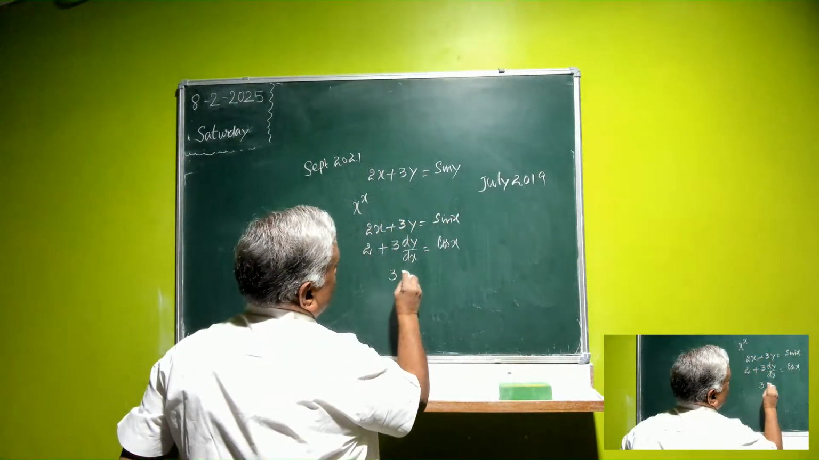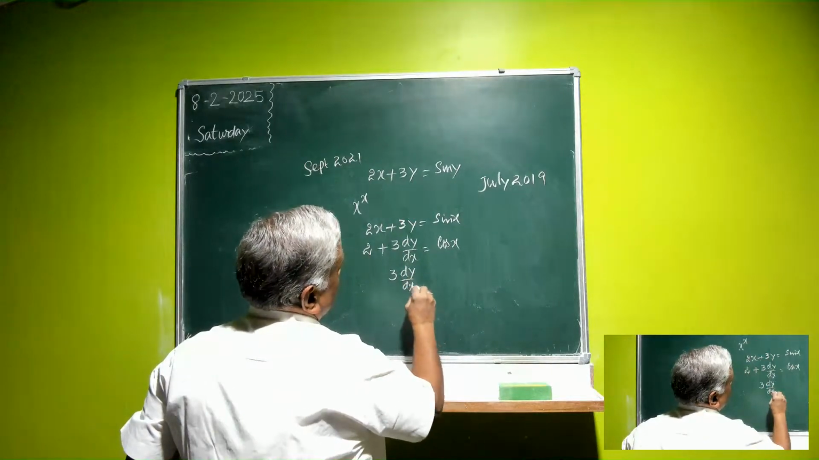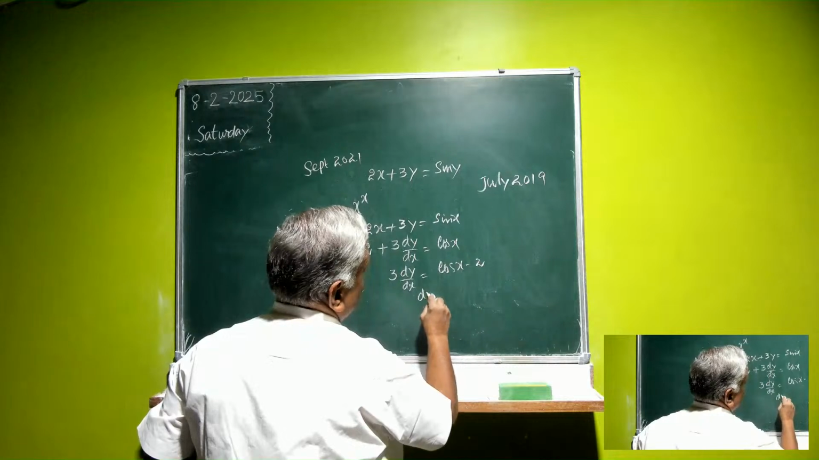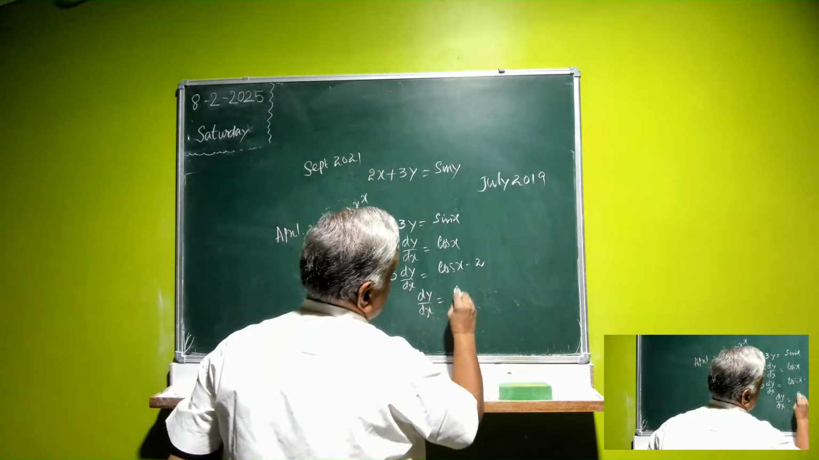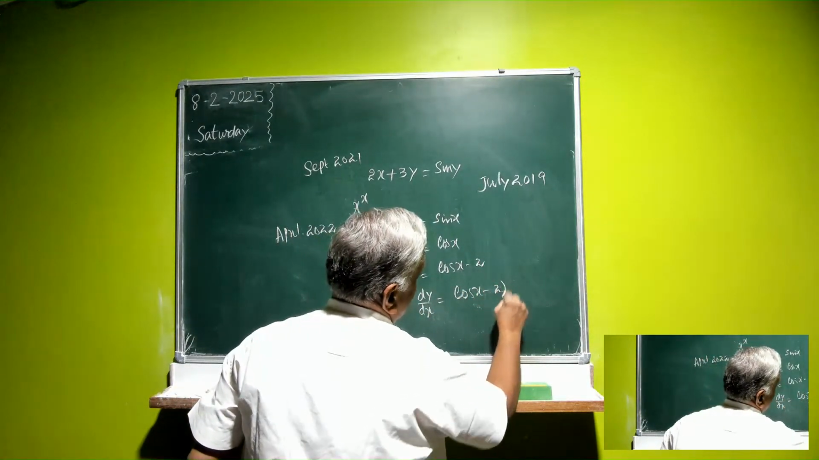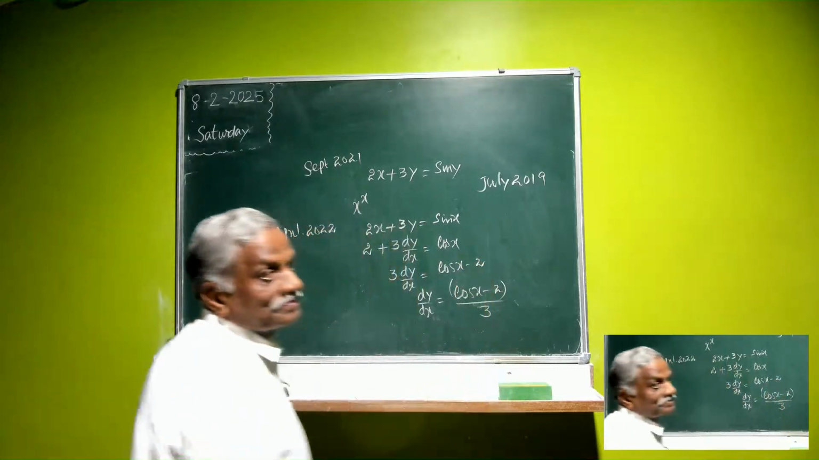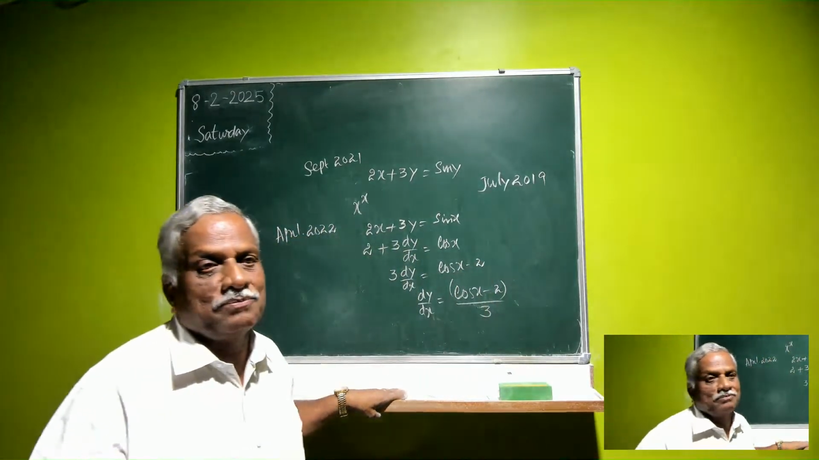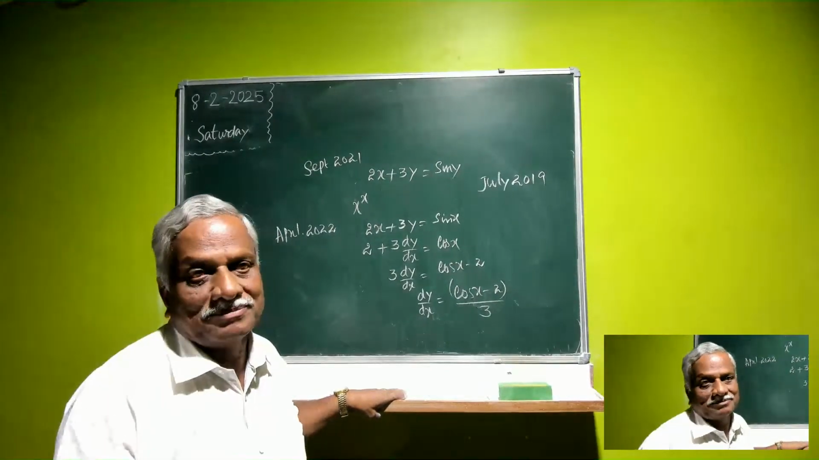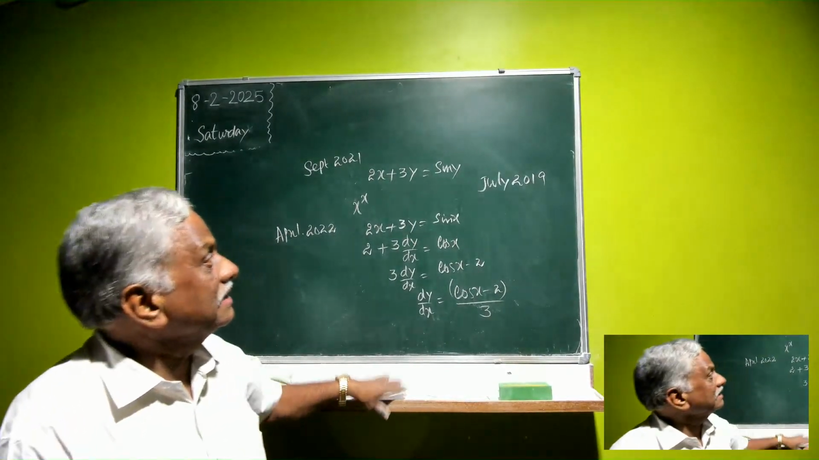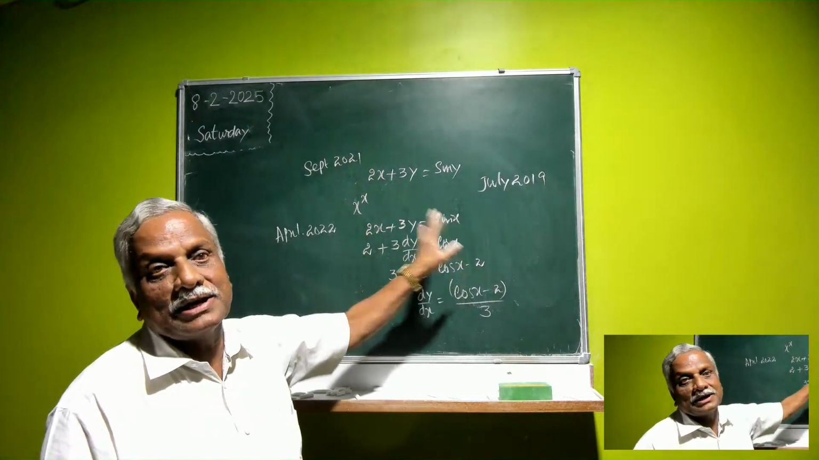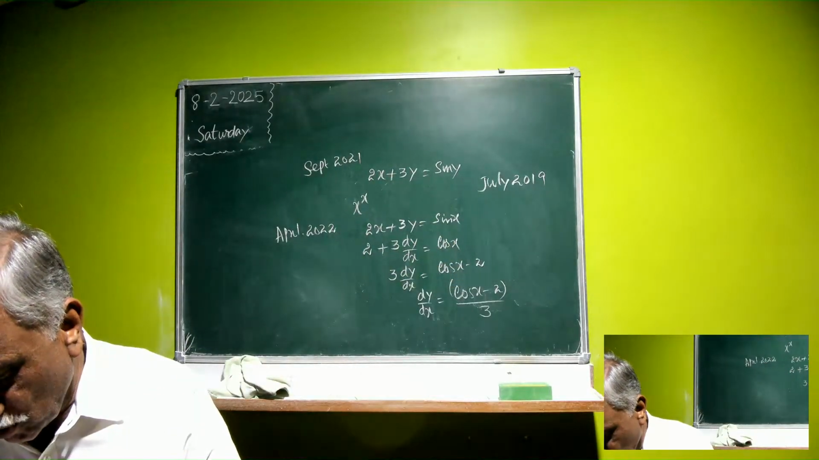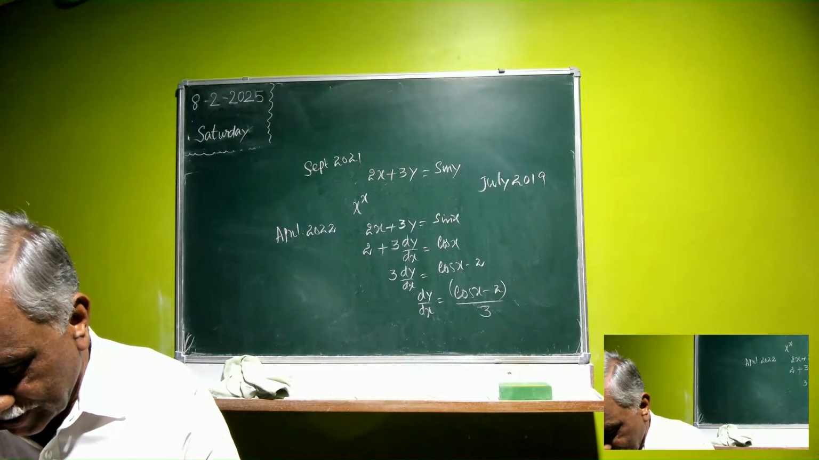So 3 dy by dx is equal to cos x minus 2. What is dy by dx? Cos x minus 2 divided by 3. So just blindly don't work the problem. Spend some time. It may appear like the same problem, but some changes they do make. Okay. Next, we move on to the next problem.